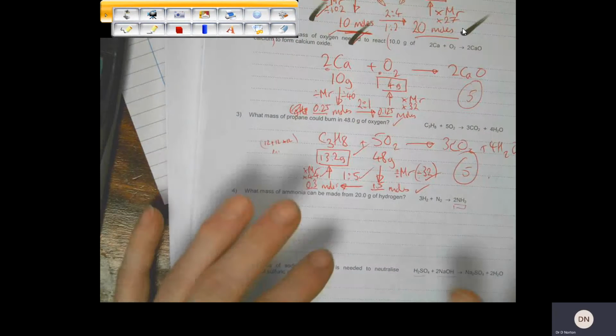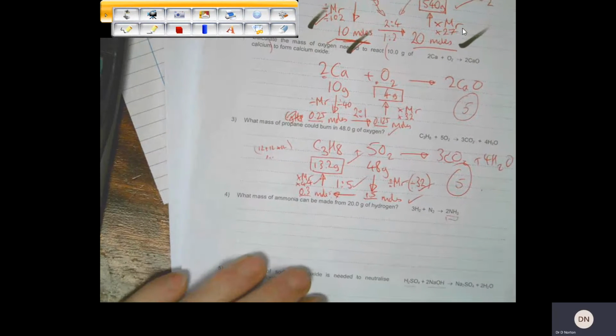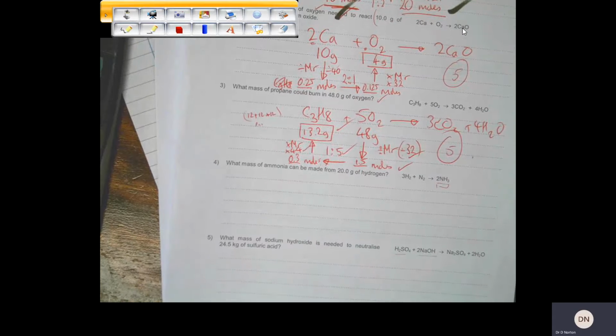They are the 3 examples I went through in the class when I should have recorded it first time. The rest of the questions go up to question 9, and try question 10 if you want, but it's really hard. It's an A-level question. It's a bit weird. It's not questions, but give it a go. What mass of ammonia can be made from 20 grams of hydrogen?